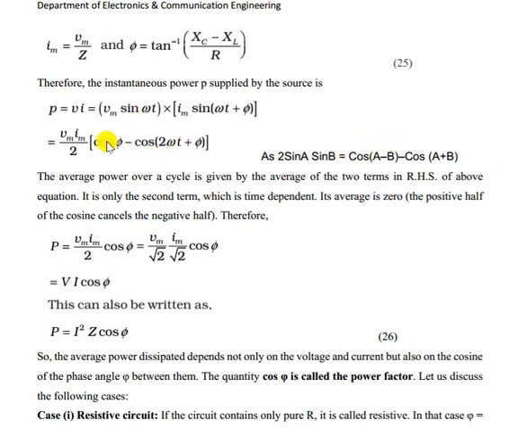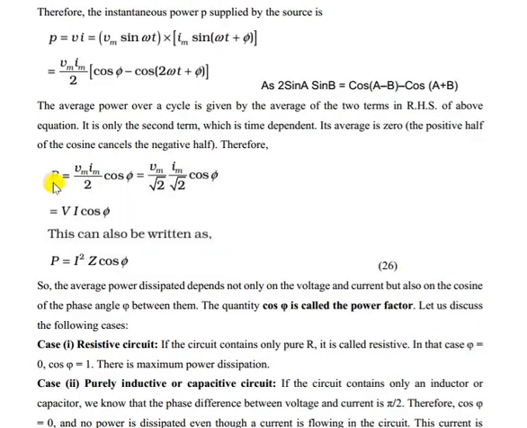If you apply that here, we will get cos phi minus cosine of (2 omega t plus phi). This is A minus B, so phi, and A plus B, so that is 2 omega t plus phi. Now if we integrate over a cycle to find the average power, this term becomes 0. So we will have only the cosine phi term. So P equal to Vm Im by 2 cosine phi.